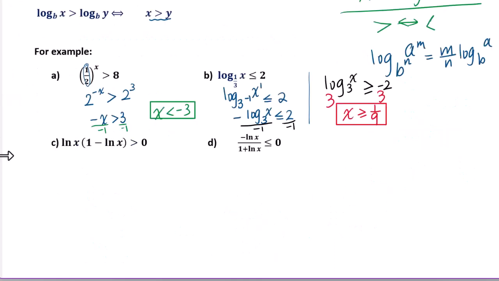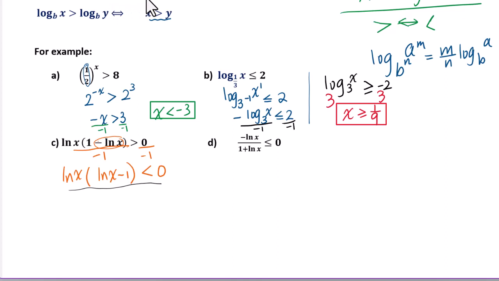For c, the first step, you need to change this into positive. Divide by -1 on both sides. Natural log of x times natural log of x minus 1 less than 0. Then you can use a sign diagram to solve this inequality.